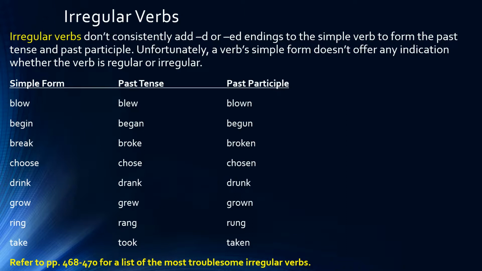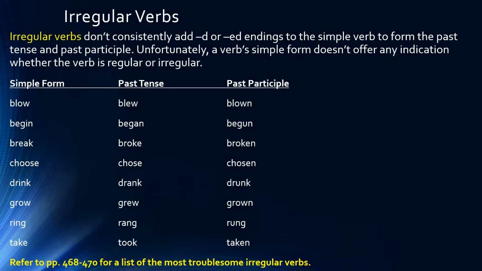The word break. We wouldn't say braked, but we would say broke for the past tense and broken for the past participle. Drink. We would not say I drinked a drink yesterday. We would say I drank a drink yesterday, or the past participle, drunk.